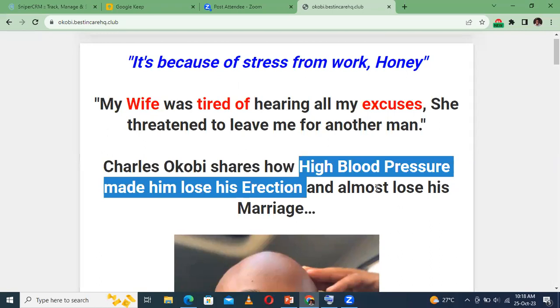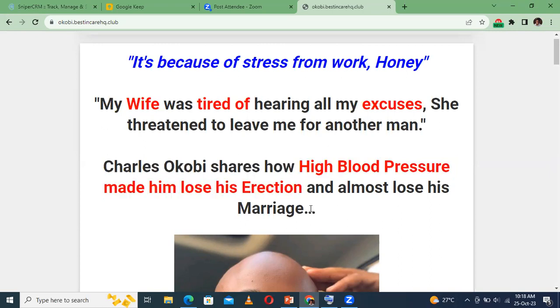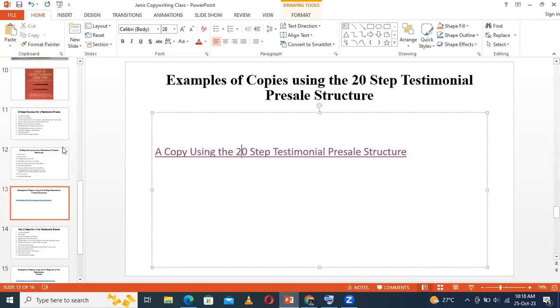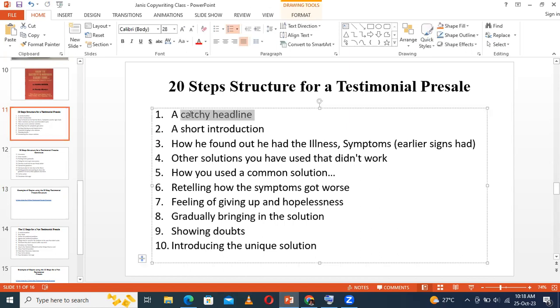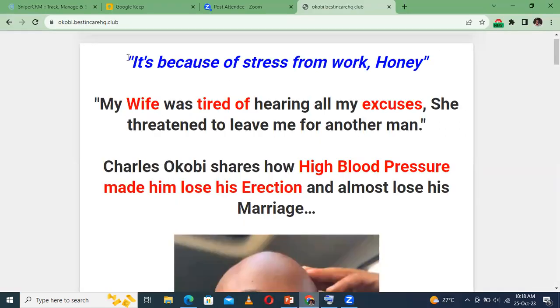Do you understand? So if you are writing to people like that, you have to make sure that you tackle the two conditions they are going through, so the copy will be well tailored for them. This one copy here is for somebody with high blood pressure that is always struggling to maintain an erection. Okay, so now let's start breaking the structures down. Number one in the structure is a catchy headline. If we come back here and look at the headline, guys, is it catchy enough?